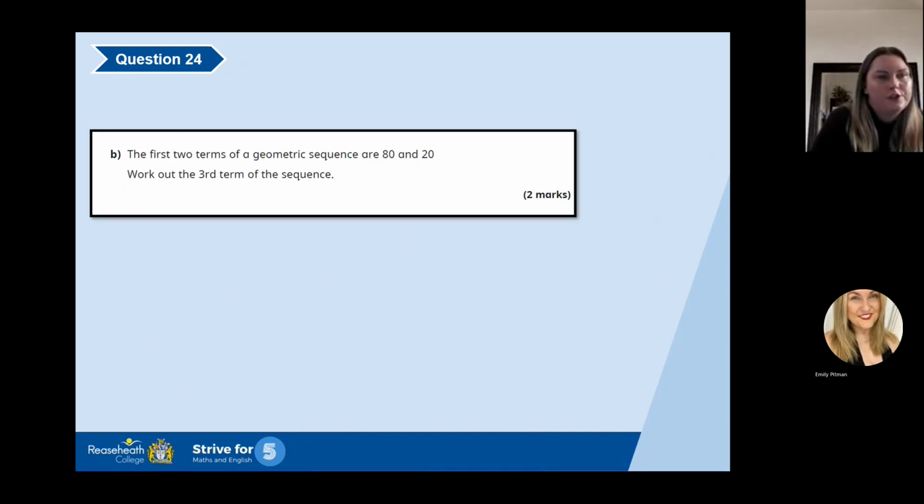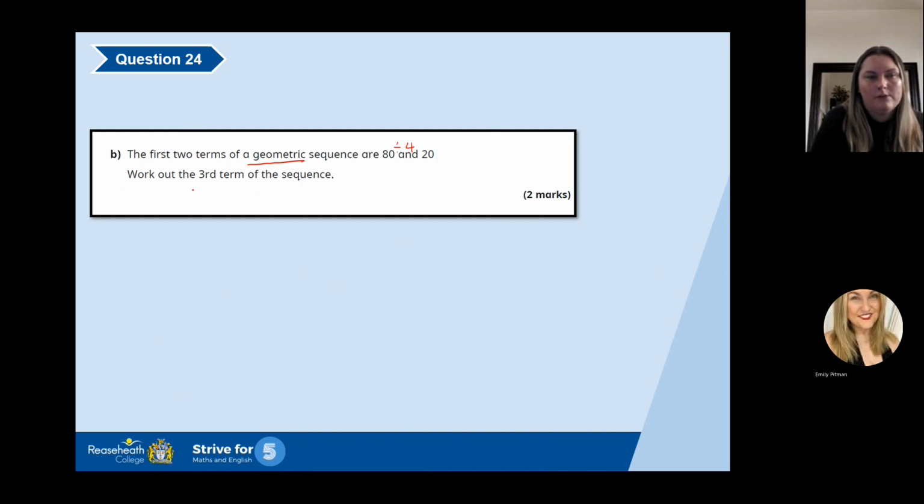The first two terms of a geometric sequence are 80 and 20. Work out the third term of the sequence. Geometric is different: it's going to be multiplying or dividing to get where it needs to be. So I know straight away that it's not just minus 60 because it's geometric. How do I get from 80 to 20 using multiplication or division? I'm going to divide by 4.